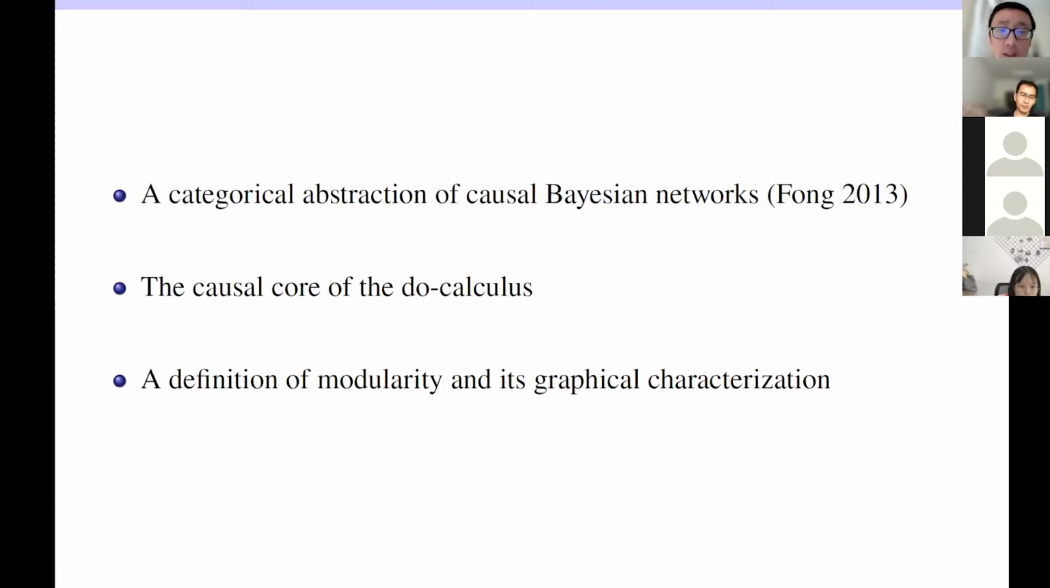And then the second point is about the notion of modularity that has played an important role in both some philosophical theorization about causality and also some machine learning algorithms for discovering causal structures.